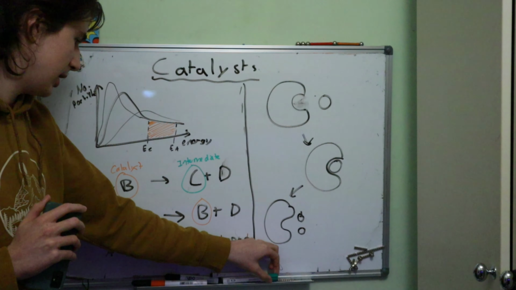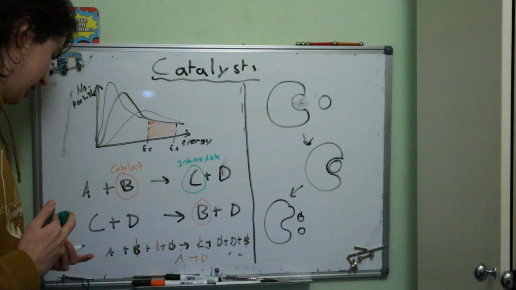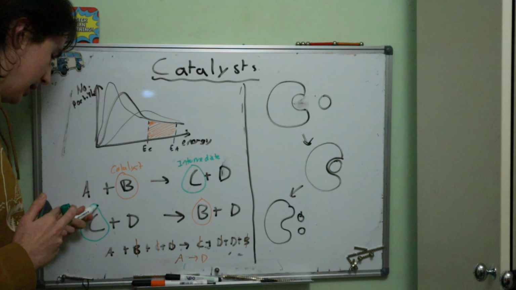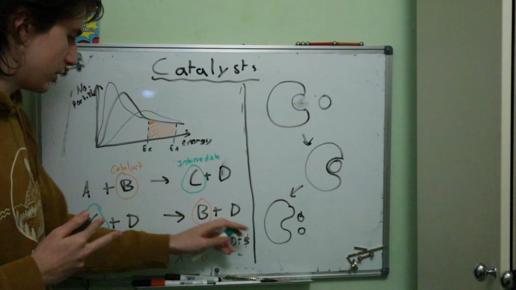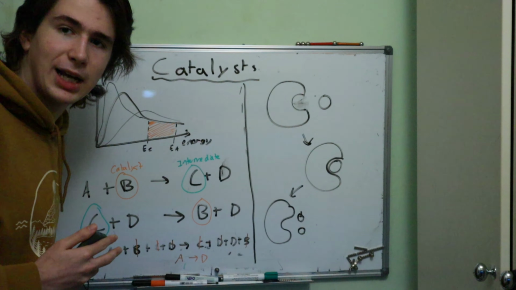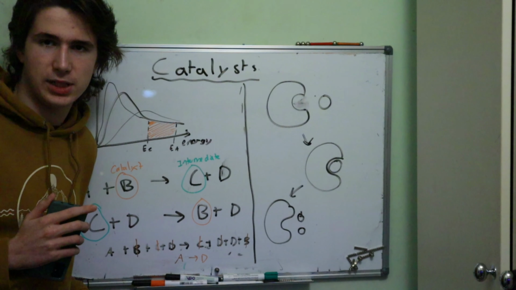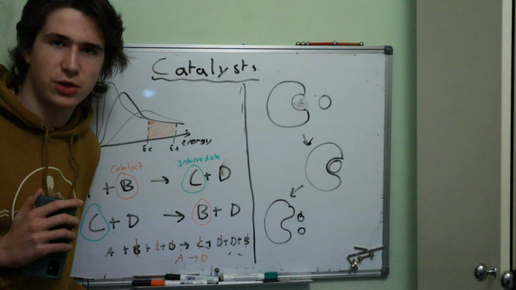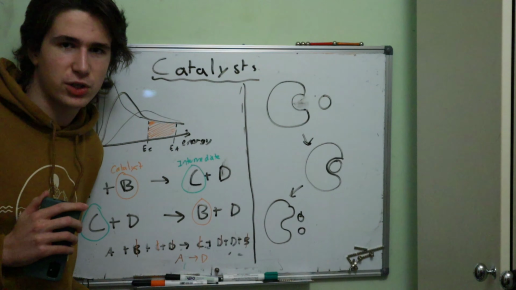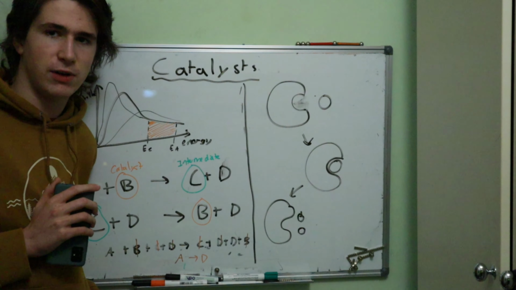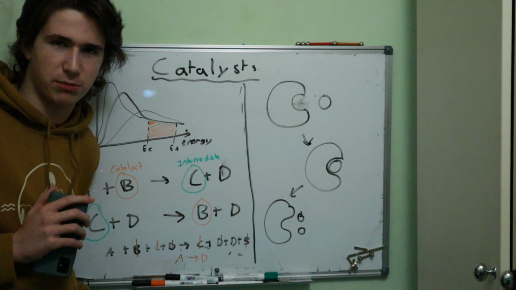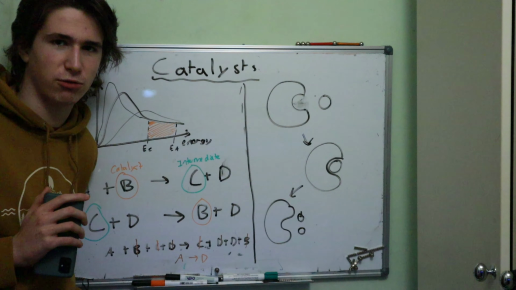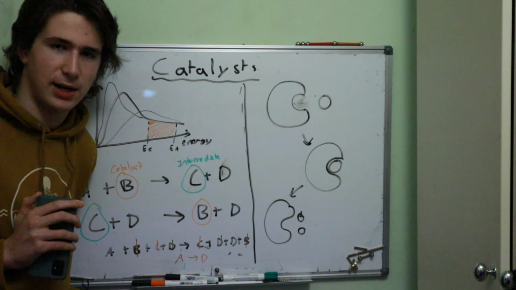I will just circle that intermediate there, just so it's a little bit clearer. So yeah, why are catalysts used in processes in manufacturing? Well, catalysts are used in manufacturing because, as I said earlier, they lower the activation energy by providing a different reaction pathway, which means that there are more particles that have greater than or equal to the activation energy.